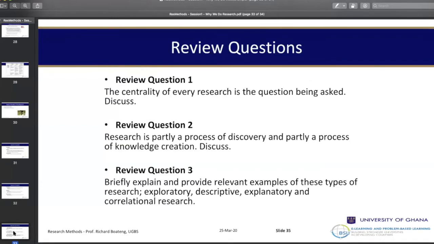So in a nutshell, this is what I've been able to cover with you. The first question, the centrality of every research, the question that is being asked, is one of the questions in the tests and quizzes that you can find in Sakai. So try and answer it there. Questions 2 and 3 are not necessary, just for your own discussions, but there are more questions on the Sakai platform for you to answer.